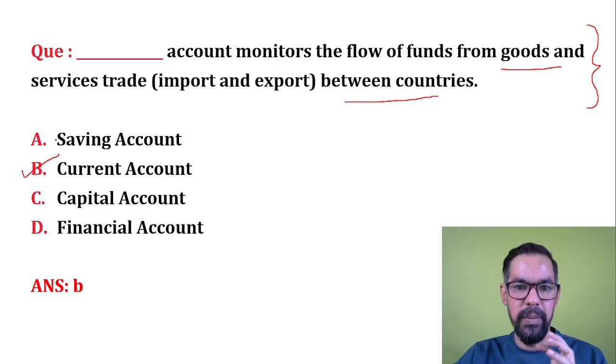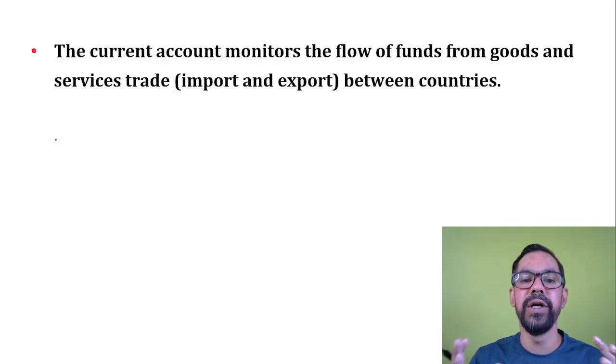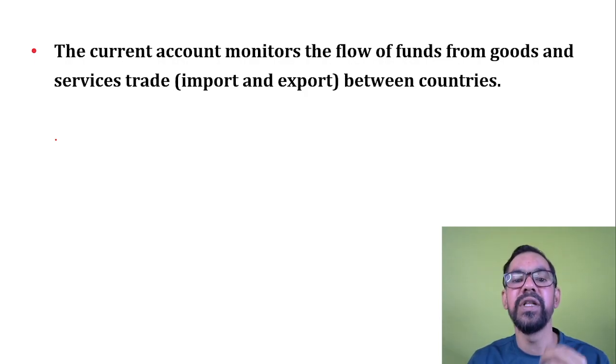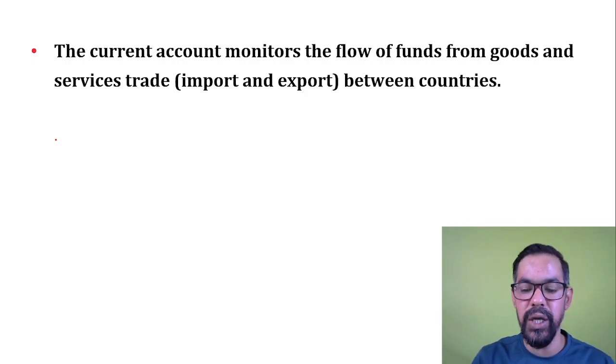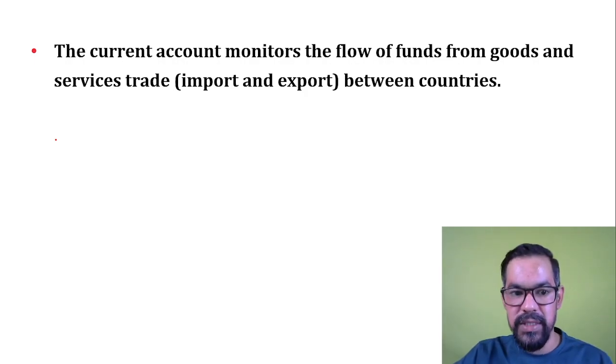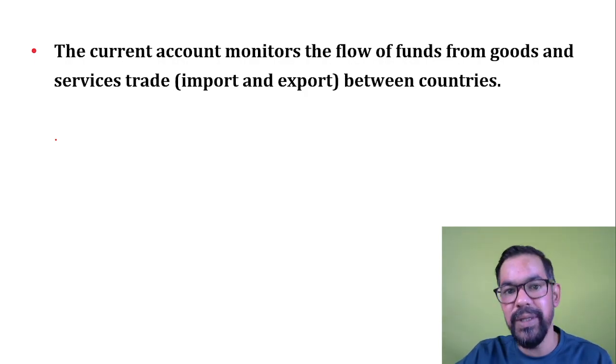As I told you, the balance of payment is an account which monitors all the monetary transactions done by Indians with other countries, or with the rest of the world. The current account deals with goods and services, and the capital account deals with the flow of short-term and long-term investment and capital.